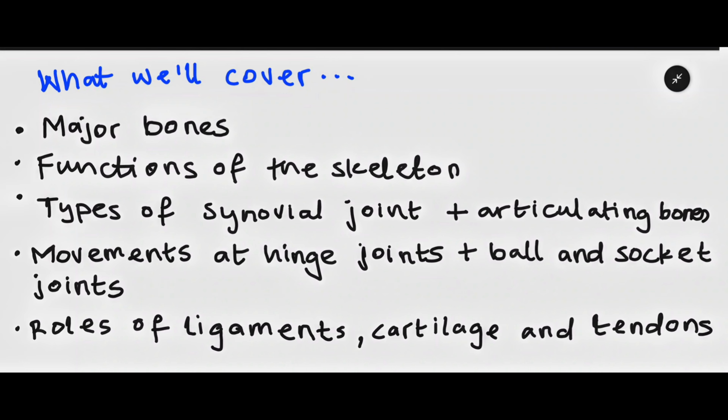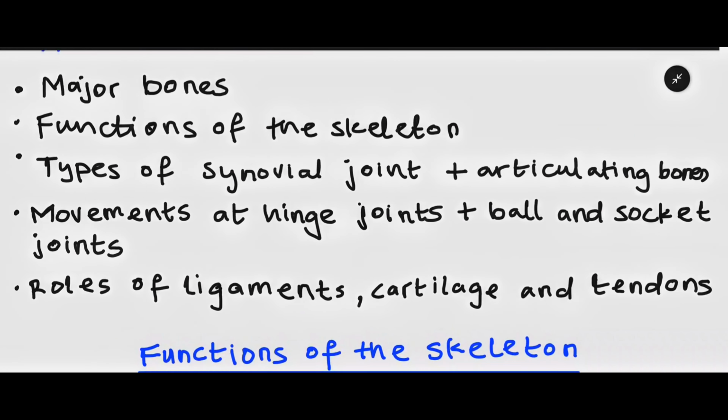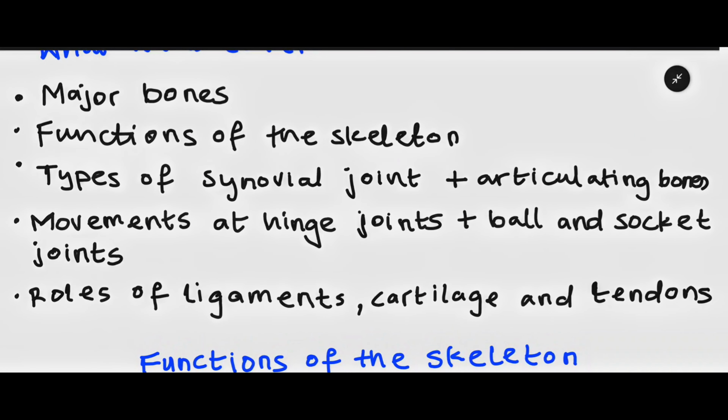We call these bones articulating bones. We're going to be able to describe the different movements that apply at different types of joints. And lastly, we're going to be able to talk about the roles of ligaments, cartilage, and tendons.